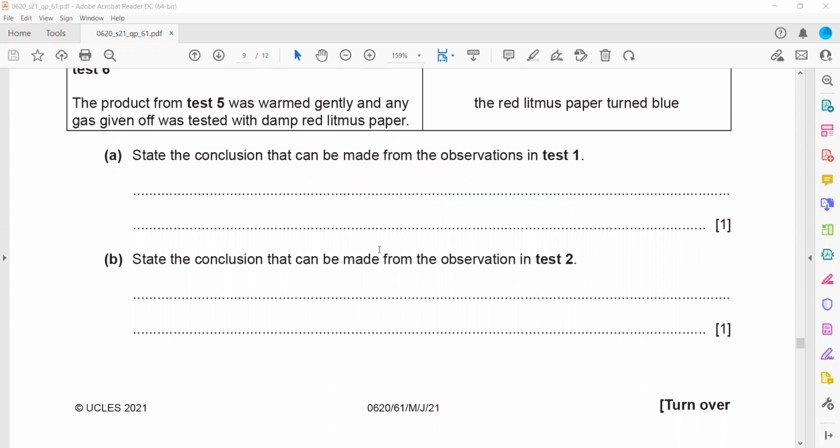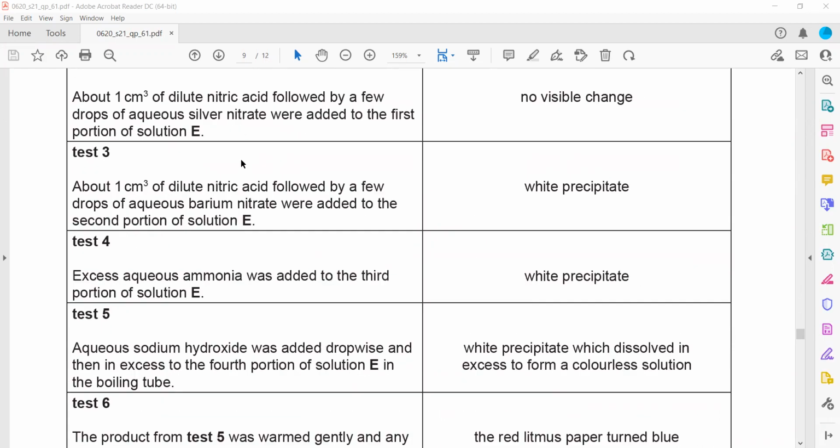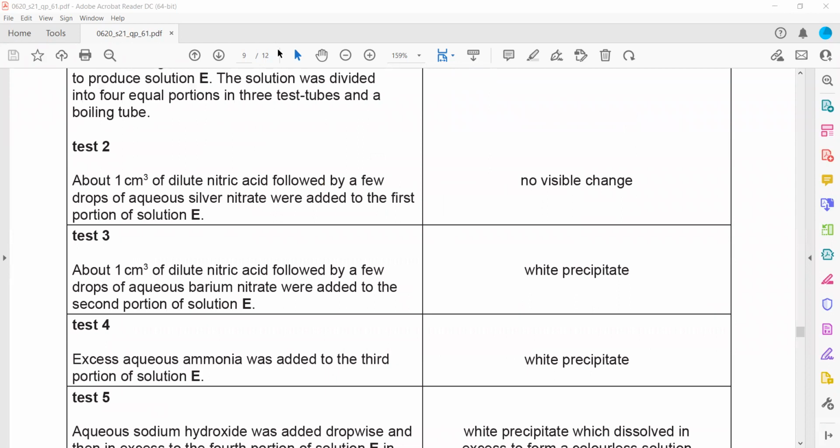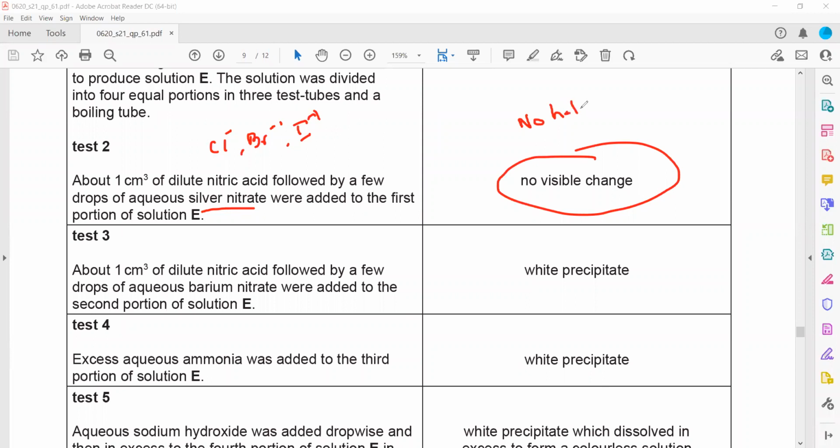But in this, we don't observe anything. So what does it mean? This gives an idea that there is no halide ion present, such as chloride, bromide, or iodide. So what conclusion can we write from test 2? We can say it does not contain halide. So there is no halide ion present in the solid.